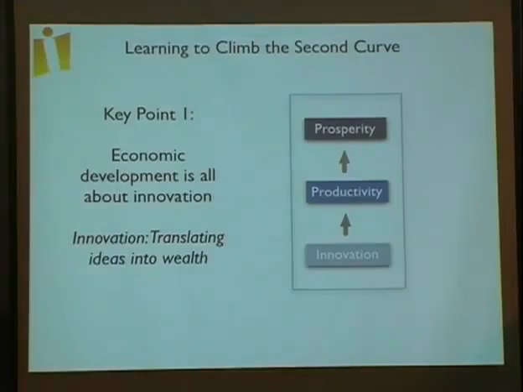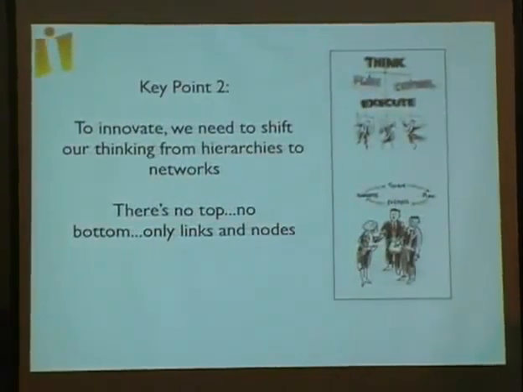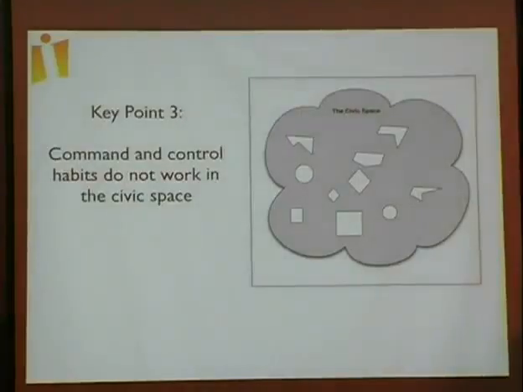We're going to have to figure out new ways of working together. Key point number two, to innovate, we need to start shifting our thinking away from hierarchies to networks. Stop looking for permission to do things. Start doing things. Stop complaining. Stop whining. Move ahead. Key point number three, the command and control system that operates in this region doesn't work.